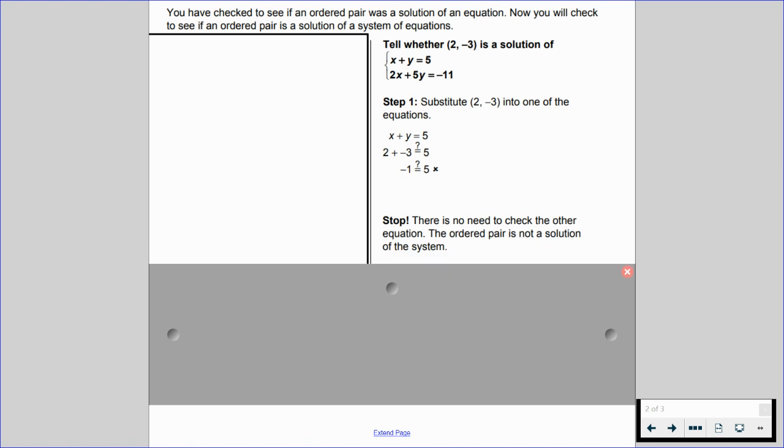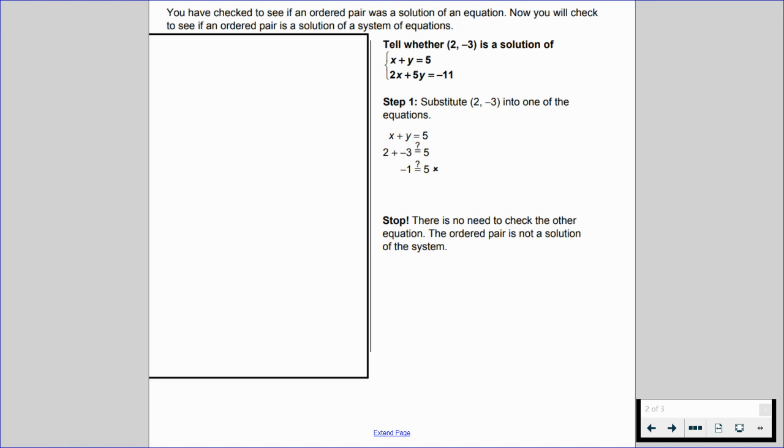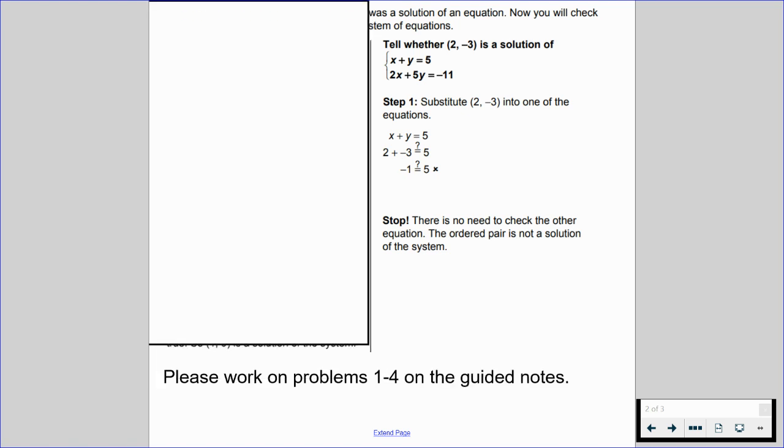The ordered pair is not a solution to the system because it's not a solution to all of the equations within our system. So again, in order for a solution to be a solution to the system, it has to be true for both equations. We cannot pick and choose. Awesome. Please work on problems 1 through 4 on the guided notes and resume when you're ready to move on.